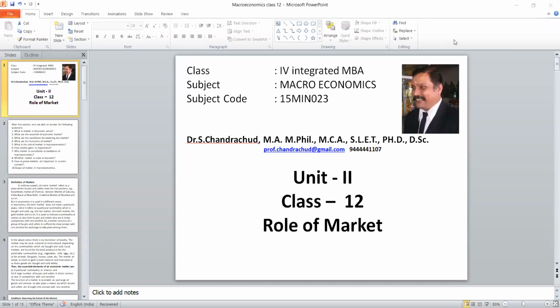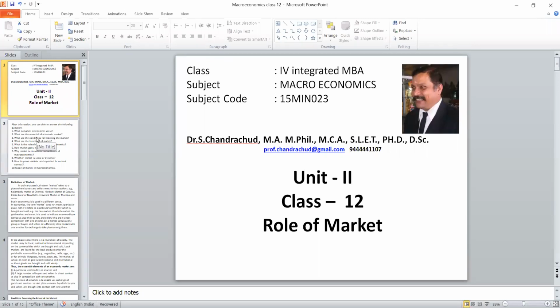So far, we have discussed economic stability and economic growth. In the last class, we analyzed the difference between microeconomics and macroeconomics. In this class, we are going to discuss the role of market in macroeconomics. This is a very important topic. Why? Because based on this only, the rest of the three units will be analyzed.